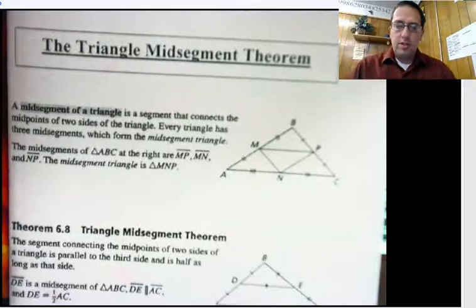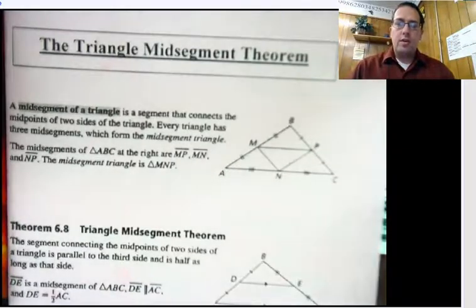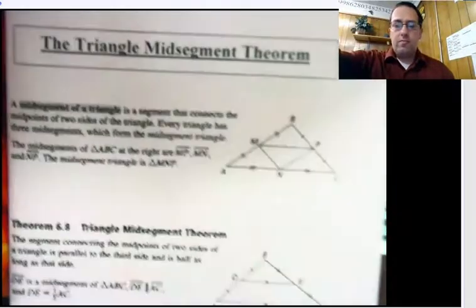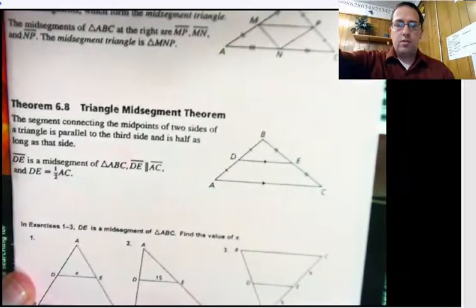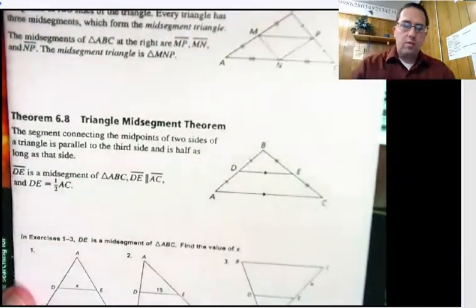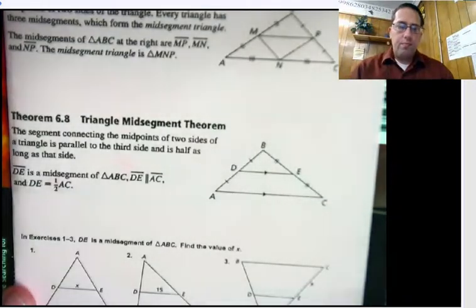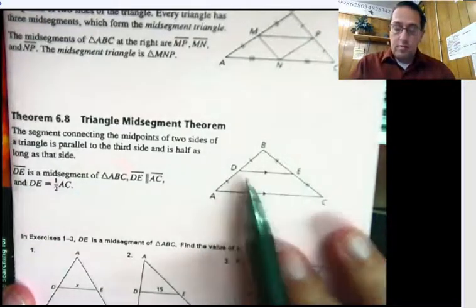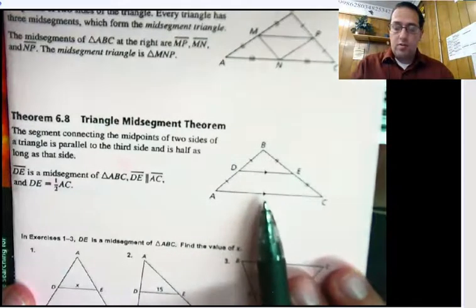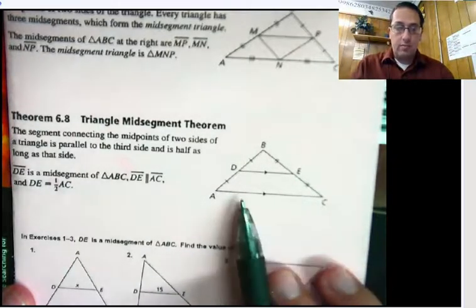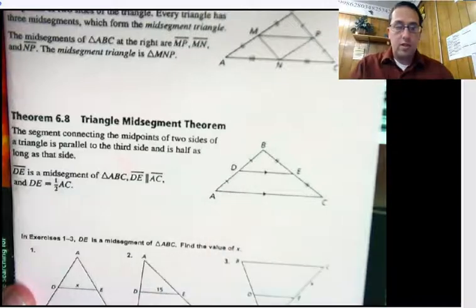So this gets us to the midsegment theorem. Now that we know what a midsegment is, there is a theorem for this. What does this theorem say? The triangle midsegment theorem says that the segment connecting the midpoints of two sides of a triangle is parallel to the third side and is half as long as that side. In other words, the midsegment is going to be parallel to the side that it is not touching, and it's going to be half as long as that side.